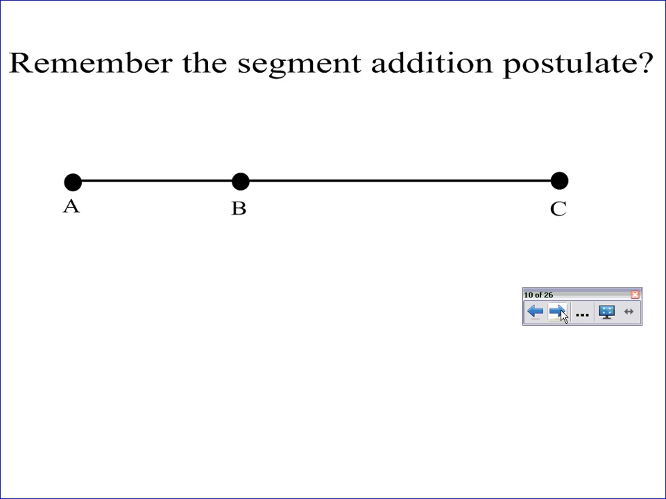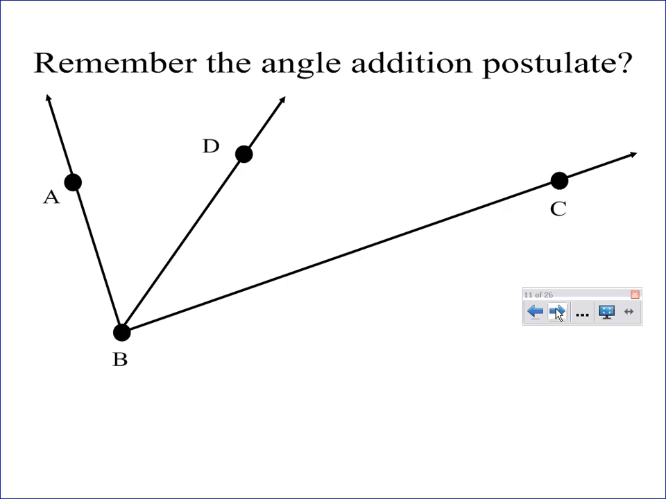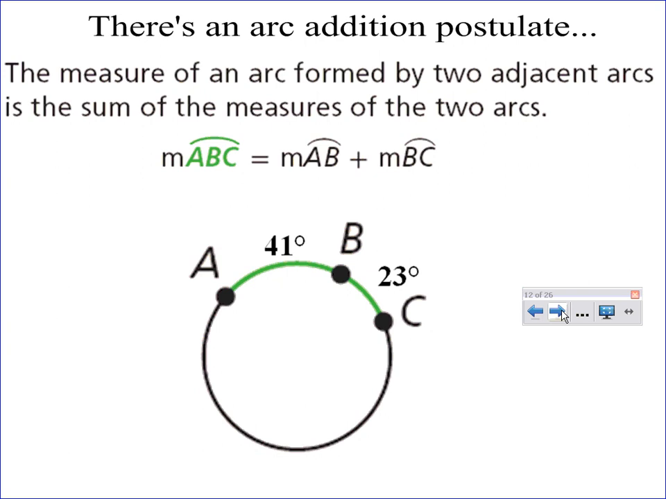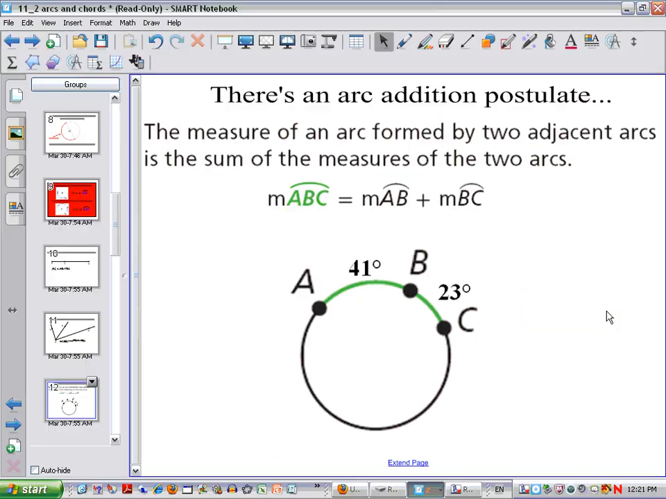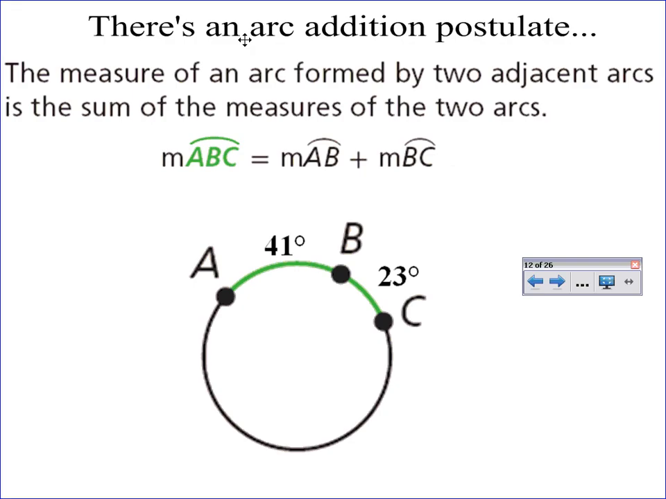Okay, so a little bit of review. Remember, the segment addition postulate says that if I want to find the length of AC, that's the length of AB plus BC. In the angle addition postulate, if I want the measure of angle ABC, I find the measure of angle ABD and add that to the measure of angle DBC. Because of that, we can also say that we have an arc addition postulate. The measure of an arc formed by 2 adjacent arcs is the sum of the measures of the 2 arcs. So the measure of arc ABC is the measure of arc AB plus the measure of arc BC.